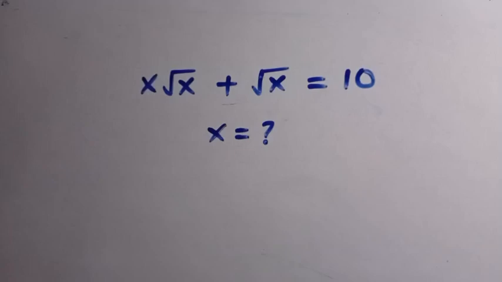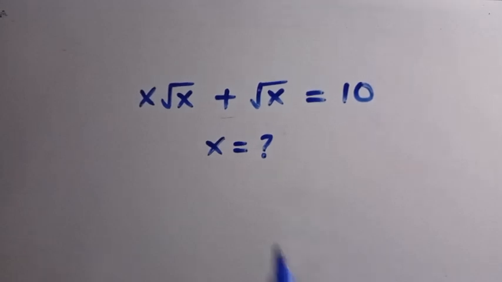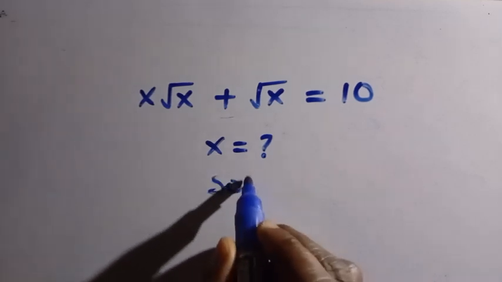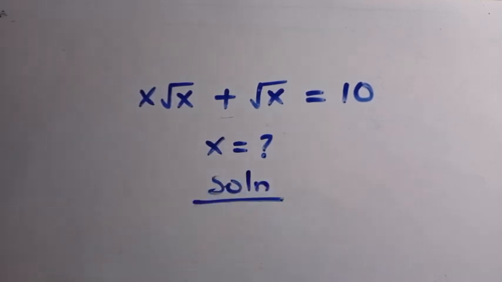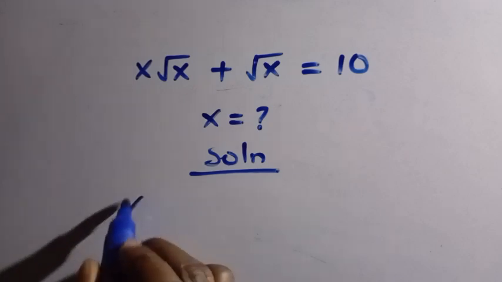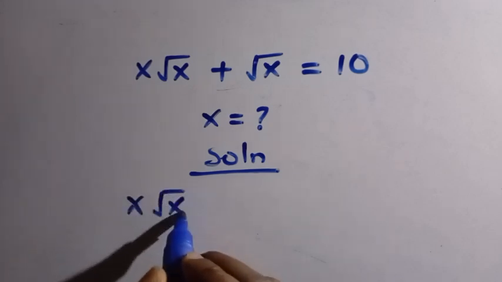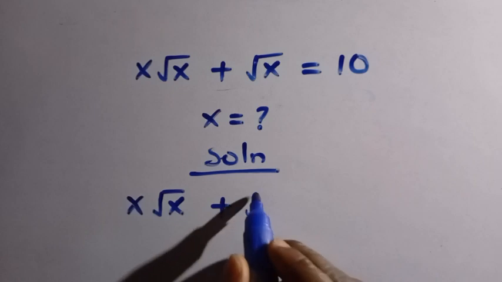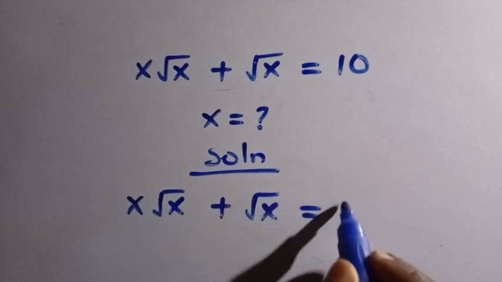Let's see how to solve this nice algebraic equation: x root x plus root x equals 10. So consider this as the problem, then from here we have x root x plus root x equals 10.